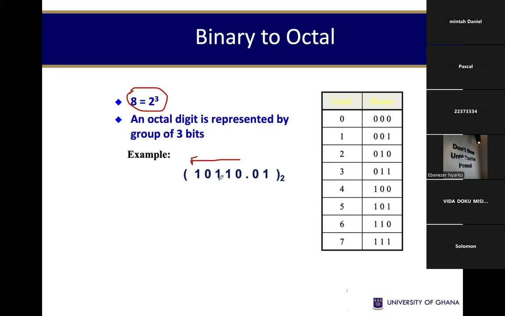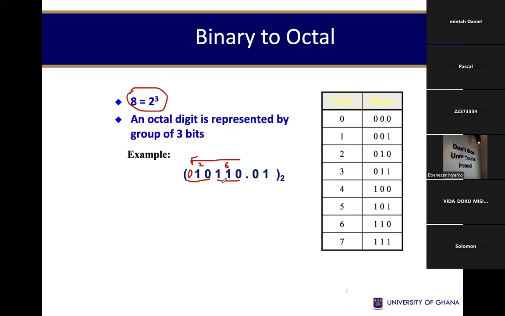So this one will be one of them. And then this will also be another one. But here there's no 0, so I can pad with some 0s here. If you check from the table, I can have 110. 110 from this table is a 6. Then 010 from this table is a 2.